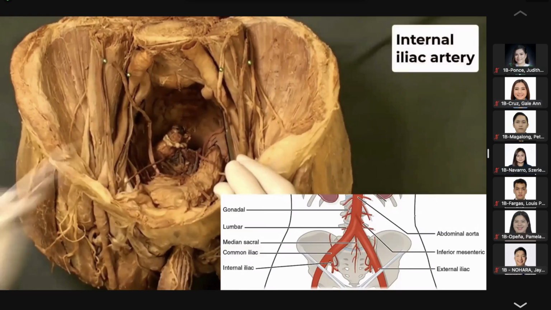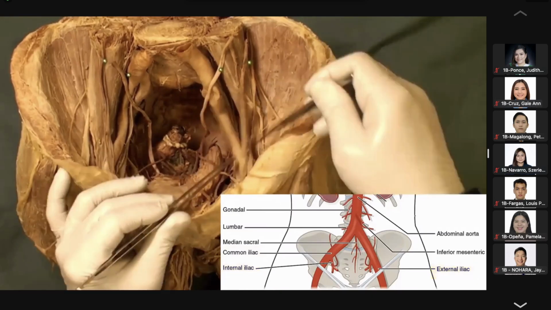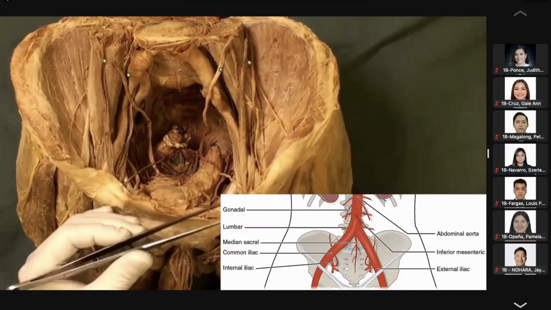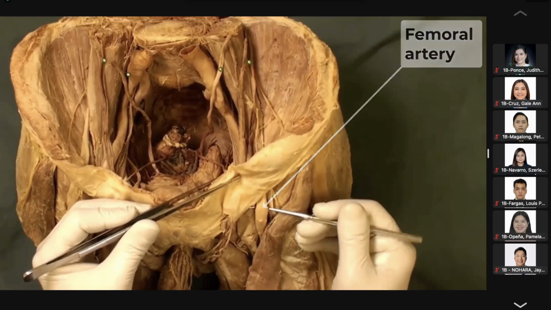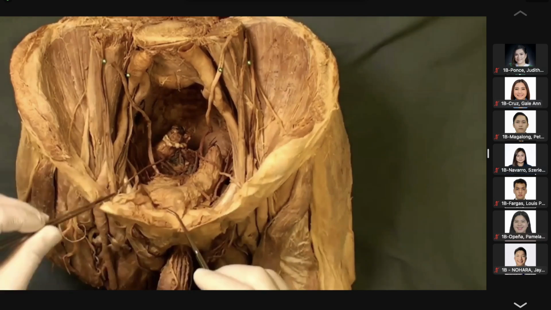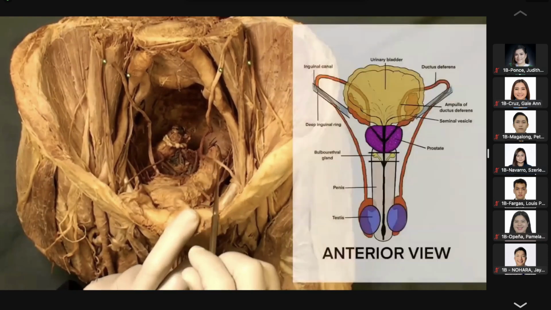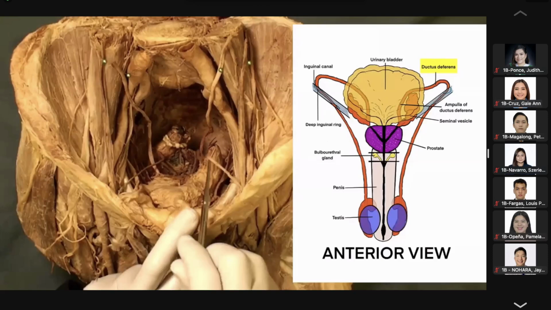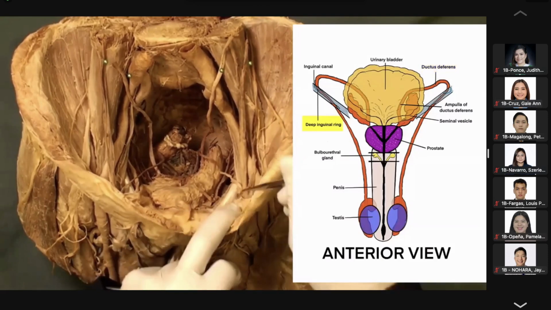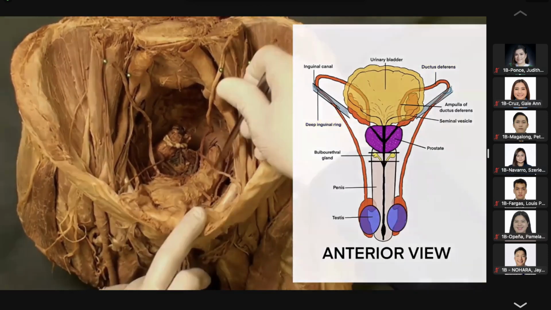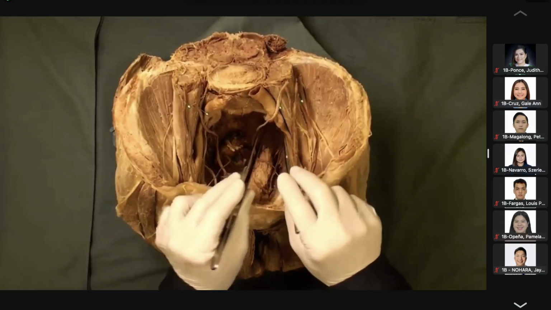So we have the common iliac arteries, which divide into the internal iliac artery, this one, and the external iliac. If you follow the external iliac, it goes all the way down, and after passing under the inguinal ligament here, its name is going to change to the femoral artery. Now, the other structure that we can see here is the ductus deferens or vas deferens, as you can see, passing through the deep inguinal ring, coming from the inguinal canal, down into the pelvis.